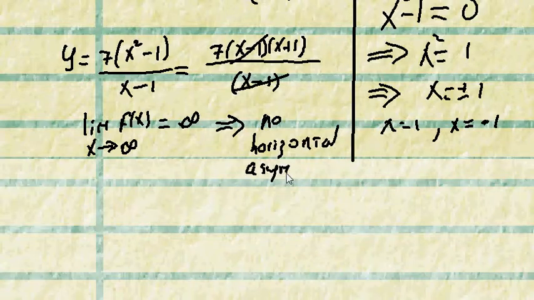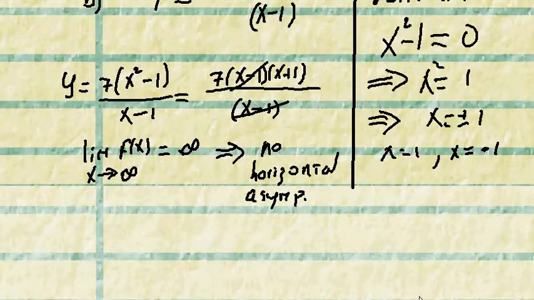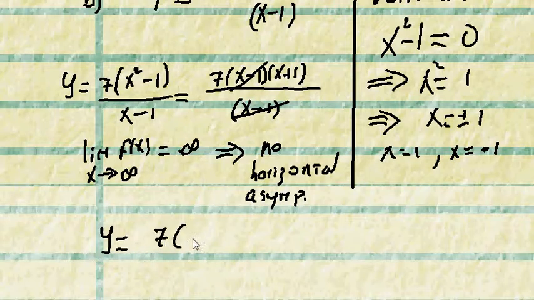Right? So we have no horizontal asymptote. Now let's compute the vertical asymptotes. Now I actually did things I didn't need to do for computing the horizontal asymptotes. I actually factored the numerator and the denominator, so I got that y was equal to 7 times x plus 1, and of course my denominator disappeared. So what this is telling me right now is that I also do not have a vertical asymptote.